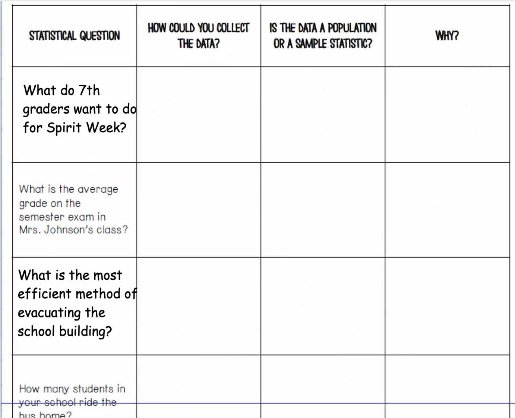Okay, so what do 7th graders want to do for Spirit Week? So how would you collect the data? Well, maybe you could do a survey. And again, depends on what size school you go to. So if you go to a small school, you could survey every student. But if you only went to a very large school where you have more than, let's say, 500 students in the 7th grade, you may want to go ahead and survey random students.